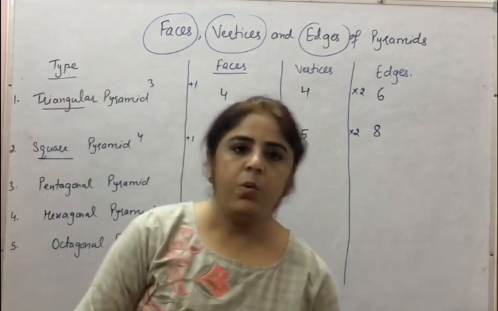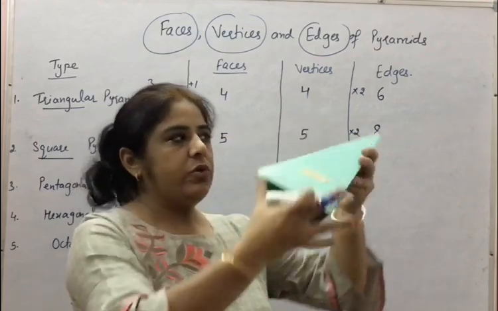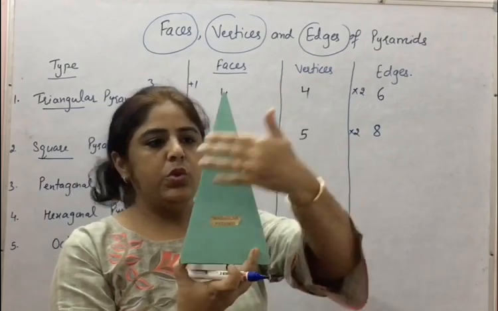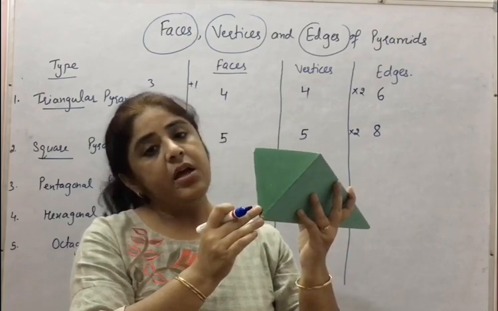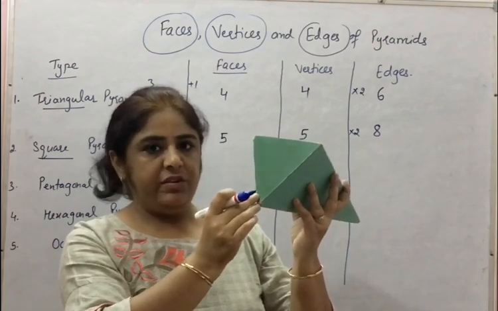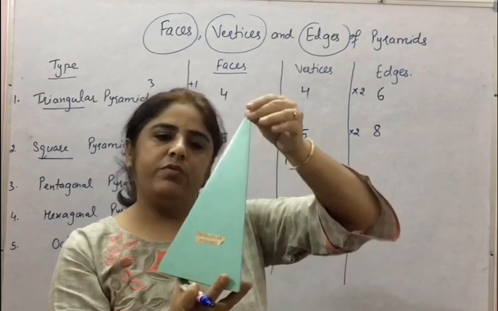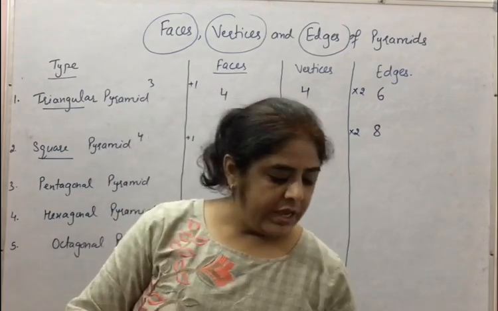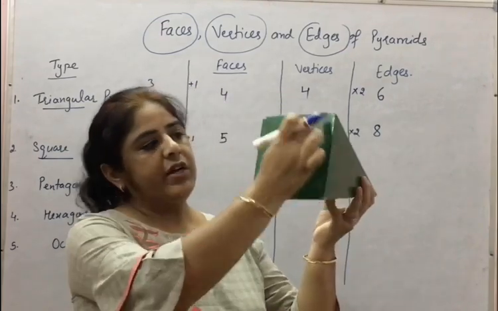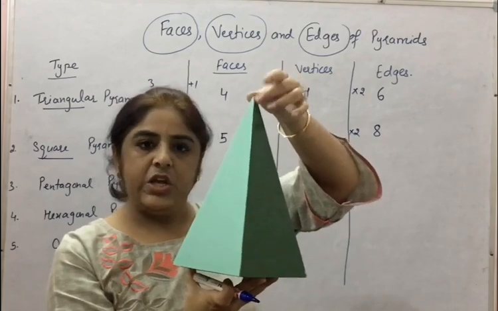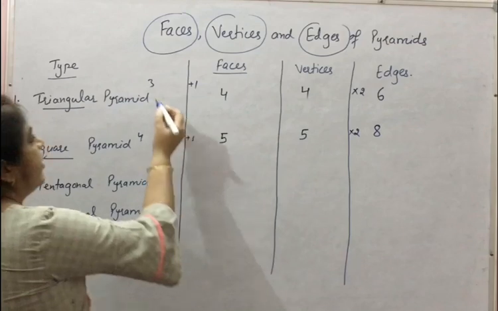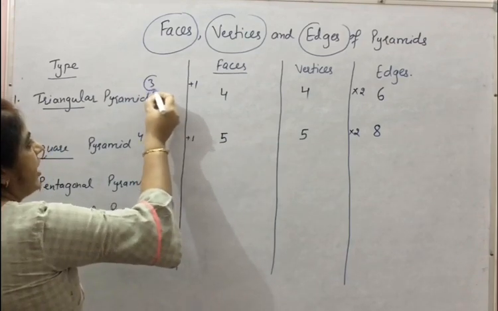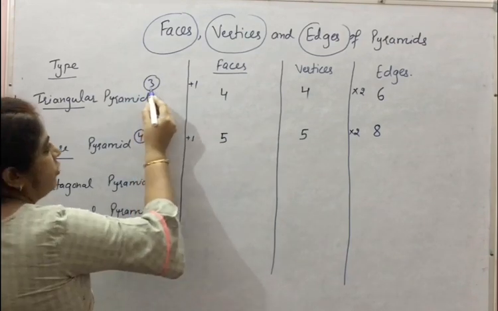And the same with the vertices. Because the top is always a vertex, 1 vertex here, and we have vertices at the base. So if we have a triangle, 3 vertices would be here and 1 would be at the top. And if we have a square pyramid, 4 at the base and 1 would be here. So it means the number of vertices is also 1 more than the number of sides of the base. So we can observe.